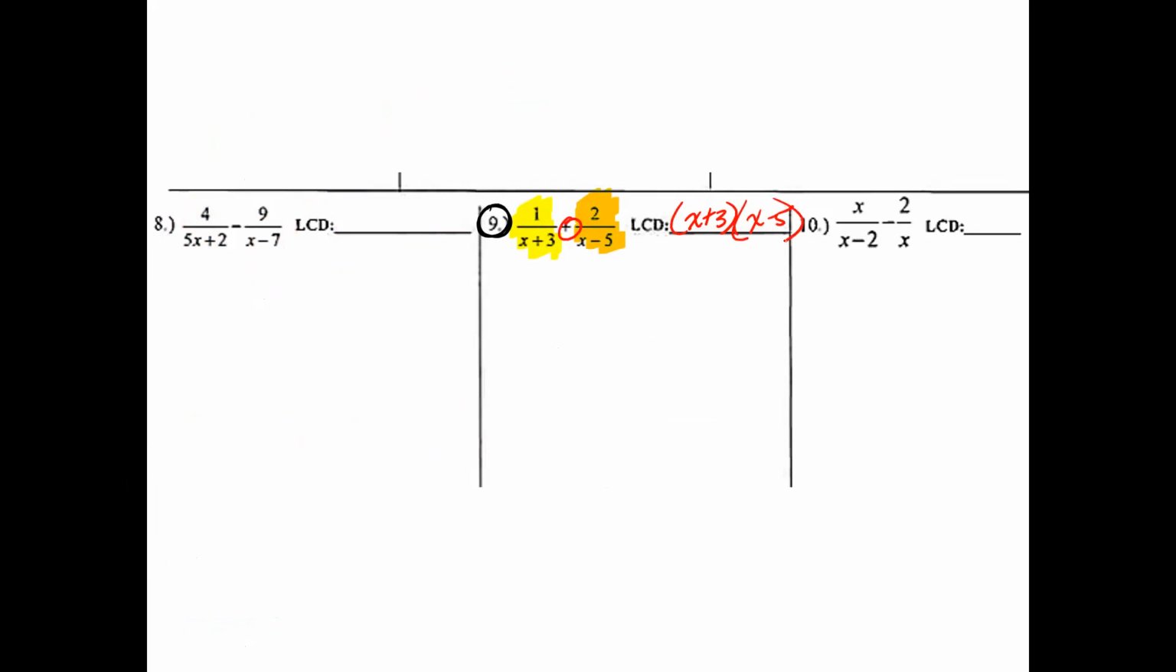And you ask yourself, my yellow fraction, what am I missing? I am missing a x minus 5, top and bottom. So I'm going to multiply it top and bottom. So then my new equation for this is going to be x minus 5, x plus 3. And you can go ahead and distribute that 1, but that 1 is not going to change anything. It's just going to be x minus 5 on top.